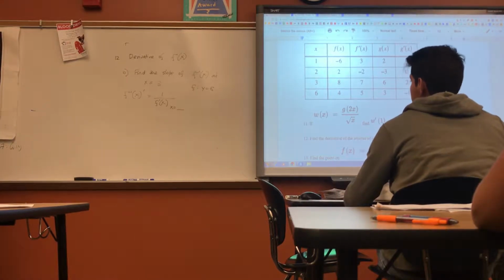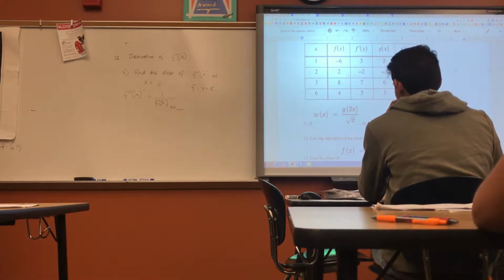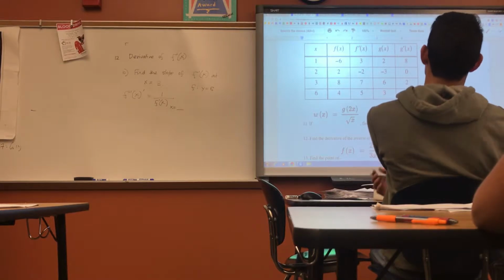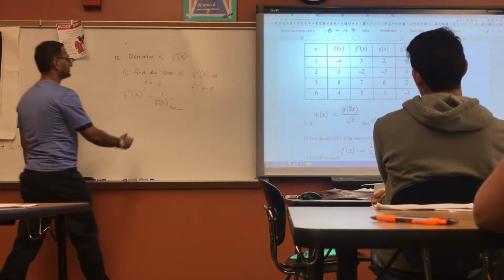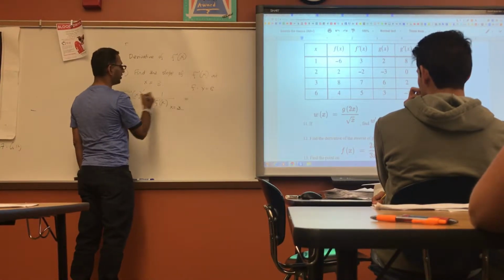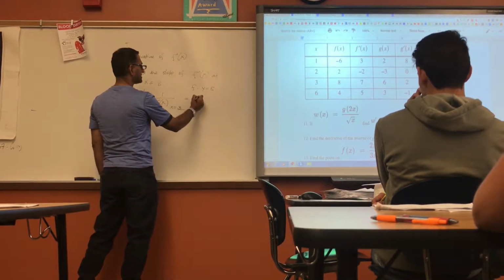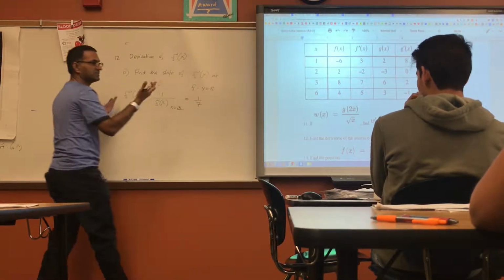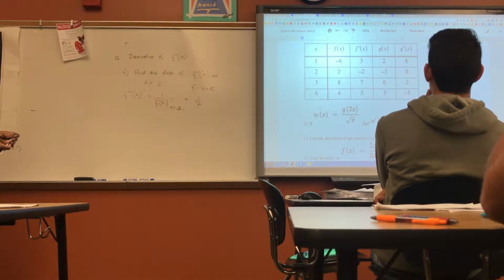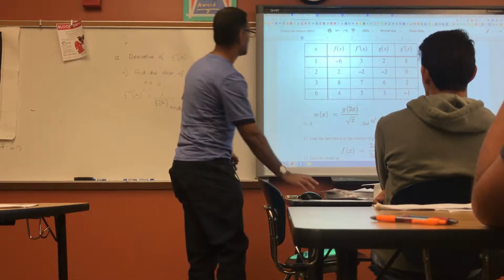Now let's read the table. y equals 8 on the original function. So what should the x value be? 3. Therefore, what should the slope be? 7. Final answer? 1 over 7. That's so easy. Relax, we'll do more problems like that.